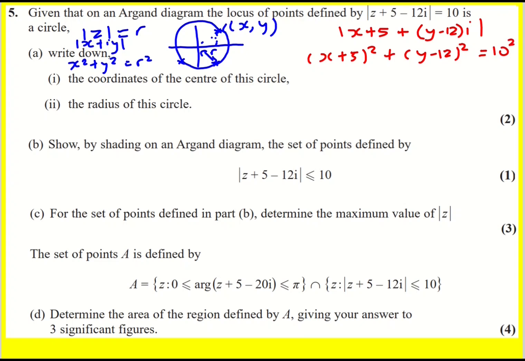You could also see it as being a translation of this equation, essentially. I'm replacing my x by x plus 5, so it's going to be a translation by minus 5 in the x direction, which is going to help give us our center. It's going to be minus 5 and then 12, because when I'm doing minus 12i, that is a translation by 12 in the y direction. And the radius is going to be 10.